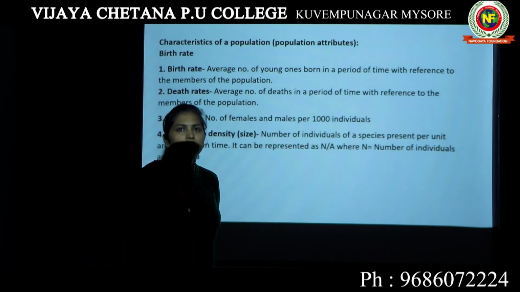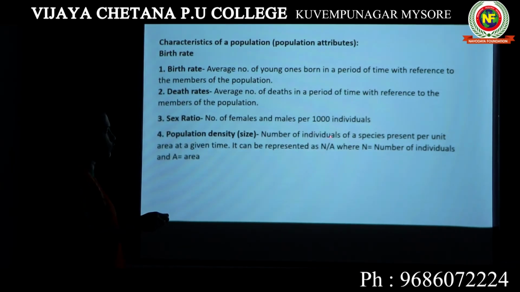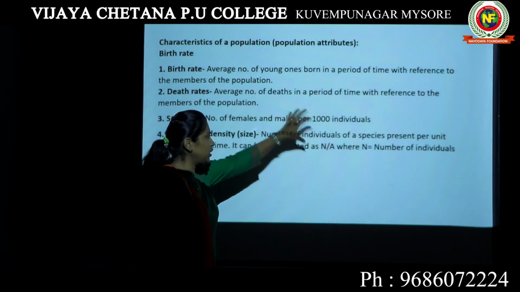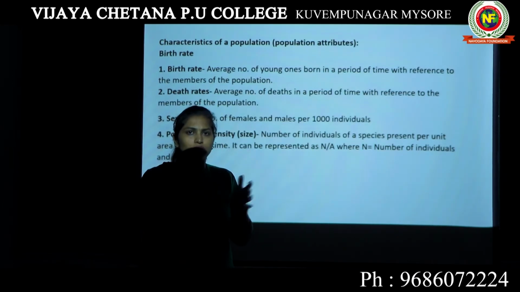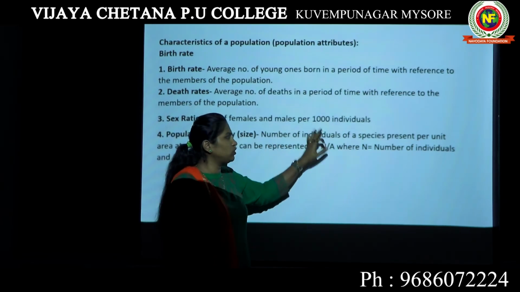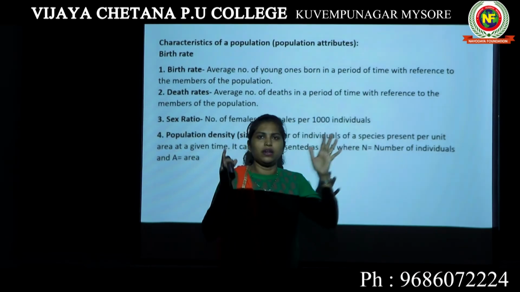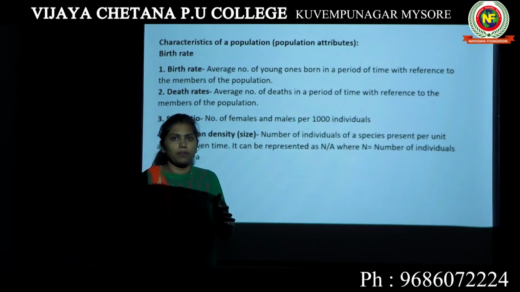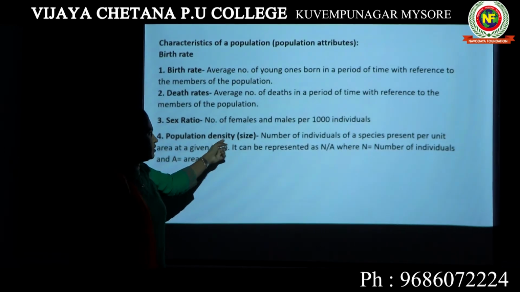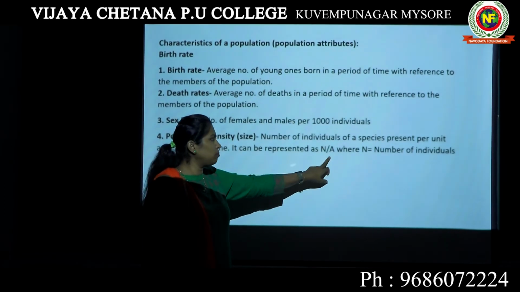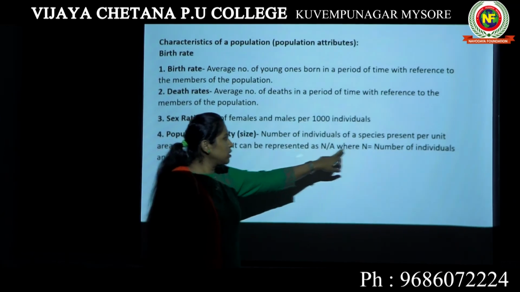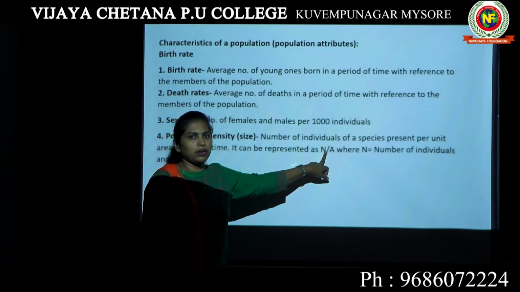Okay, what is the size of the population? Number of individuals of a species present per unit area at a given time. So how many individuals are present? When we talk about a population, it carries individuals belonging to the same species. How many individuals of a particular species are present in a particular area at a particular time? That becomes population density or population size. This is generally represented as N by A, capital N by capital A. Here N is the number of individuals present in a particular area.